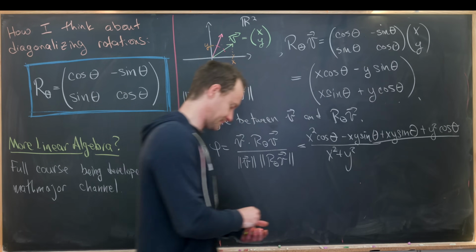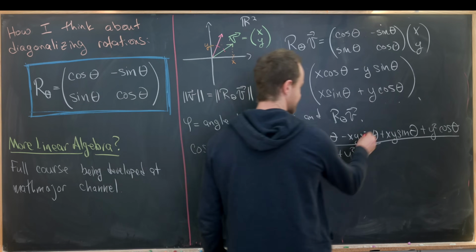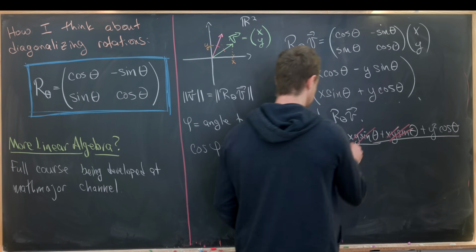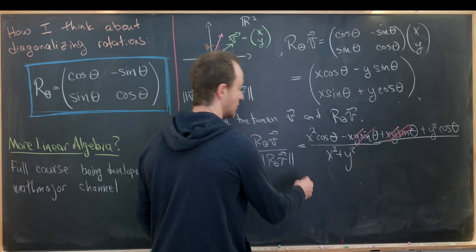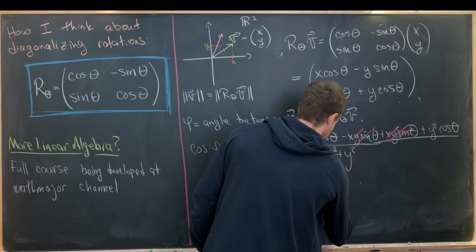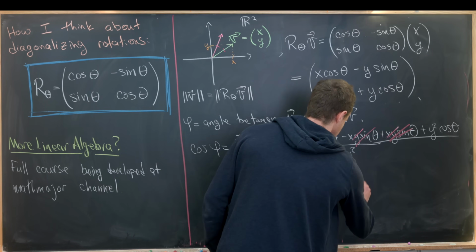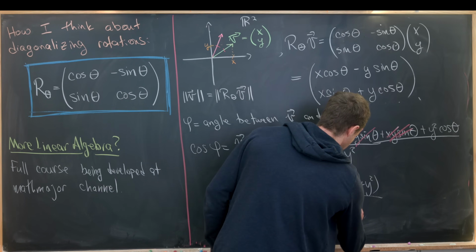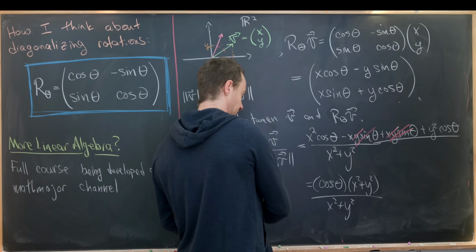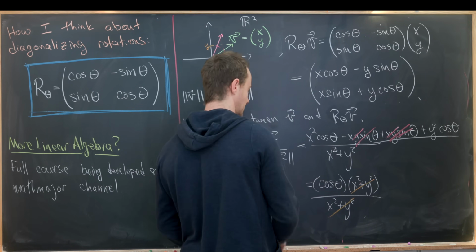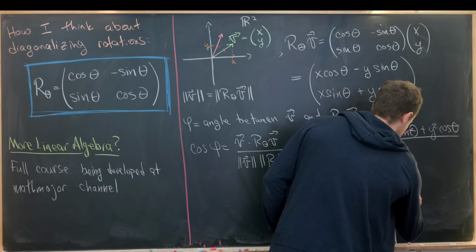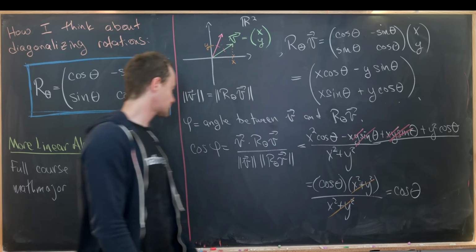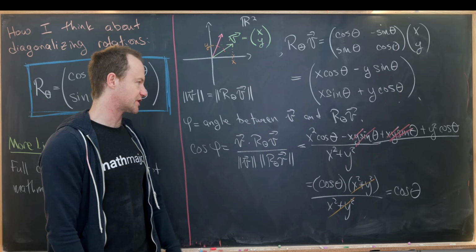Okay, nice. Now let's notice that some stuff cancels out, like this and this. And then we can also factor a cosine theta out of the numerator. That gives me cosine theta times x squared plus y squared over x squared plus y squared. But some more stuff cancels, this x squared plus y squared, and we end up with cosine theta. So we've got cosine of phi is equal to cosine theta.